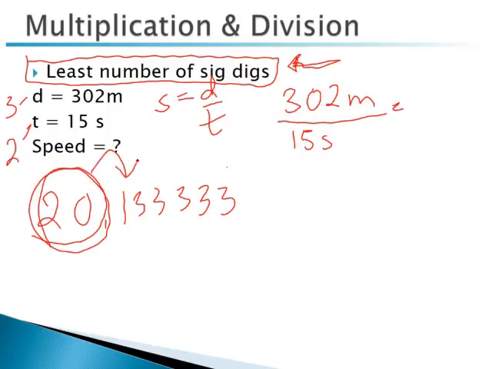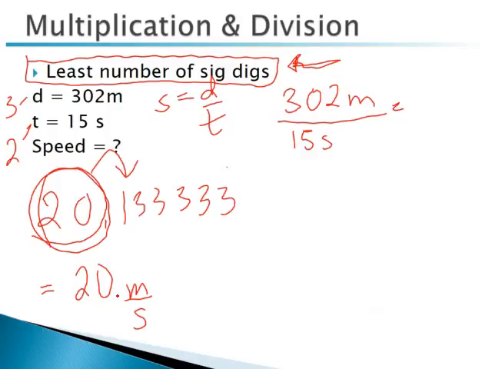And we're going to look to that number to the left, and it's a 1. So in case less than 5, we leave it alone. So we would report our final answer as 20 meters per second. So there we have done the math, and we've rounded to the correct number of significant digits.